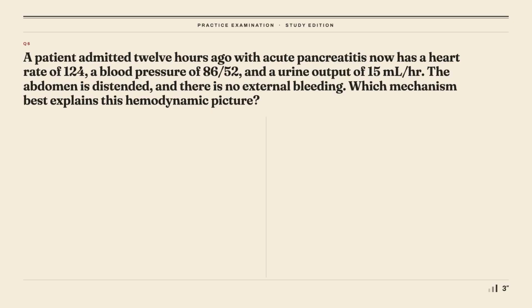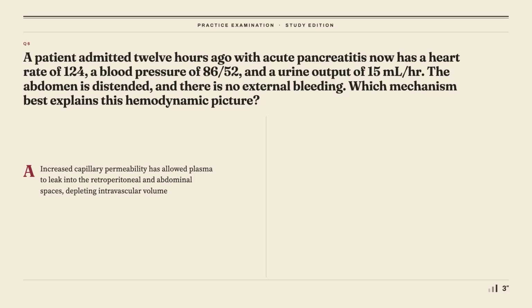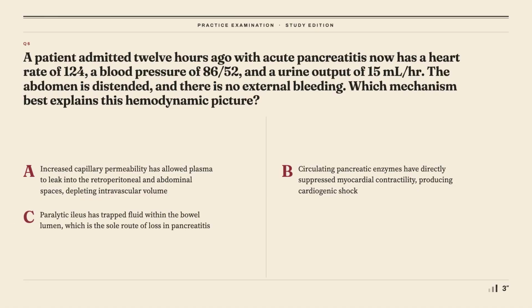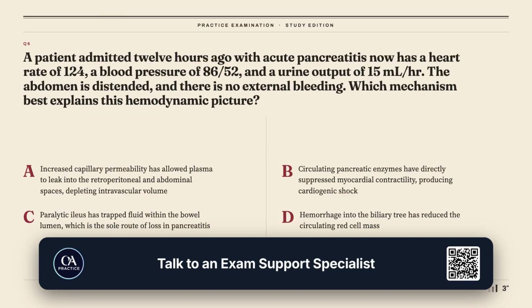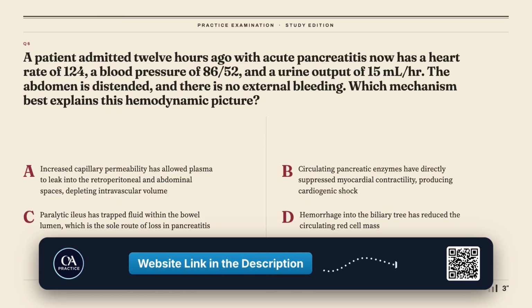Your options are: A. Increased capillary permeability has allowed plasma to leak into the retroperitoneal and abdominal spaces, depleting intravascular volume. B. Circulating pancreatic enzymes have directly suppressed myocardial contractility, producing cardiogenic shock. C. Paralytic ileus has trapped fluid within the bowel lumen, which is the sole route of loss in pancreatitis. D. Hemorrhage into the biliary tree has reduced the circulating red cell mass.